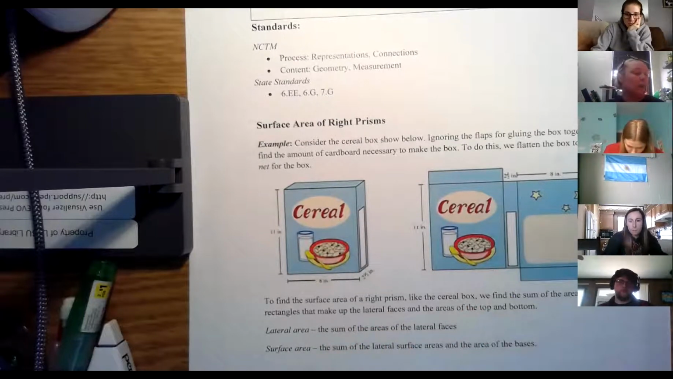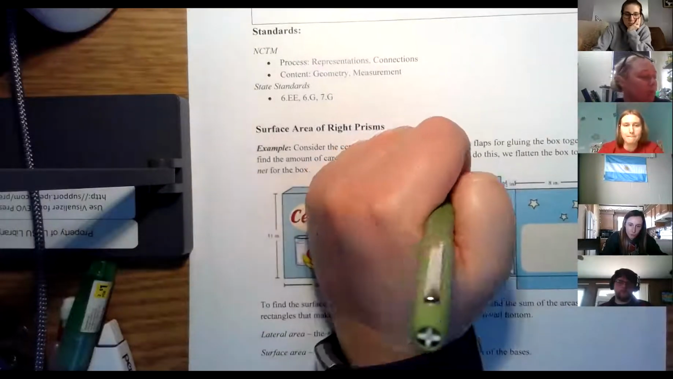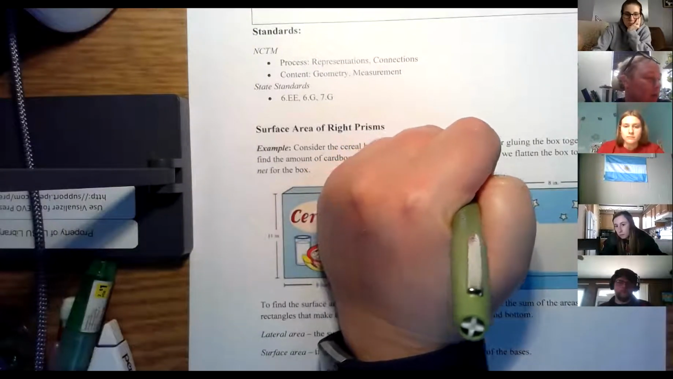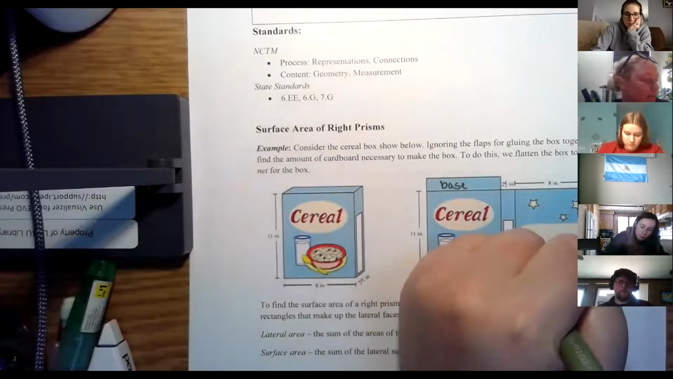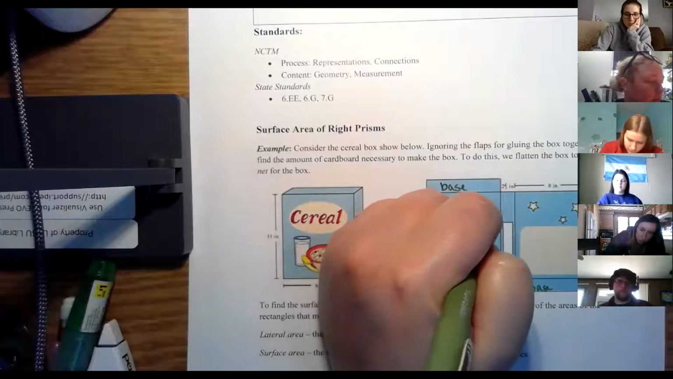If we're looking at the lateral faces, those would be the faces that are not the bases. So if this is a base, which is the top, and that's the bottom, these would be the laterals.